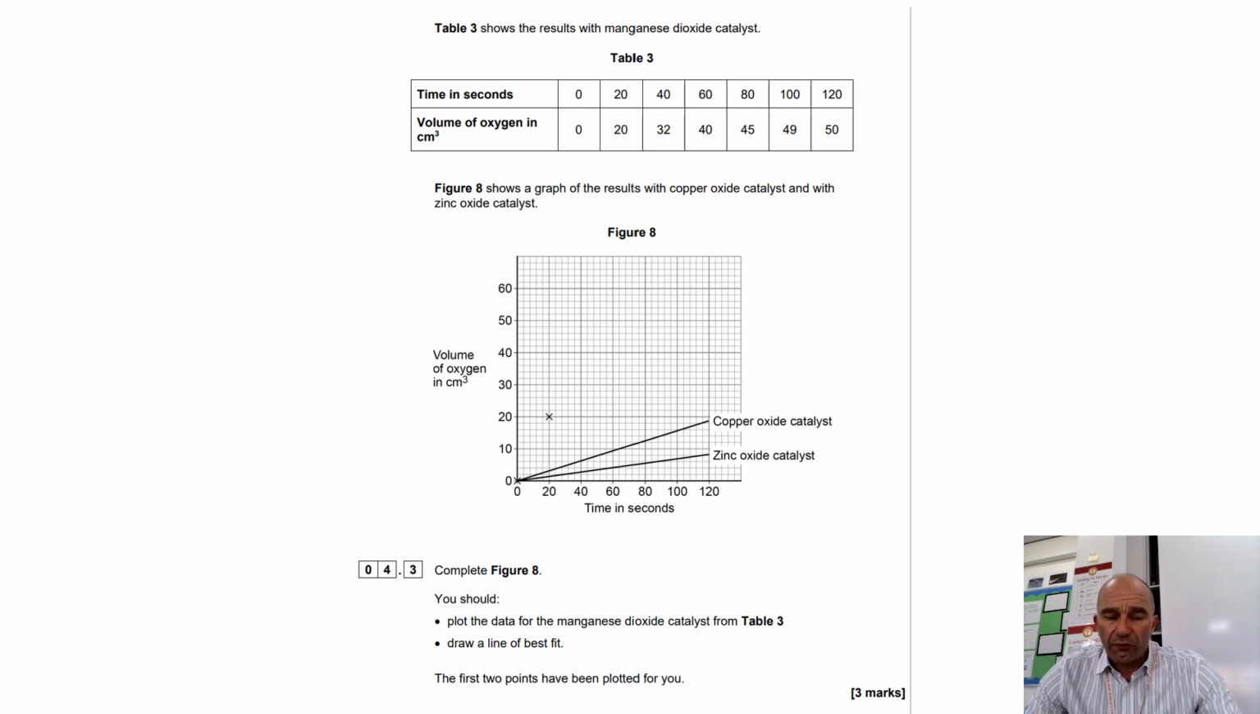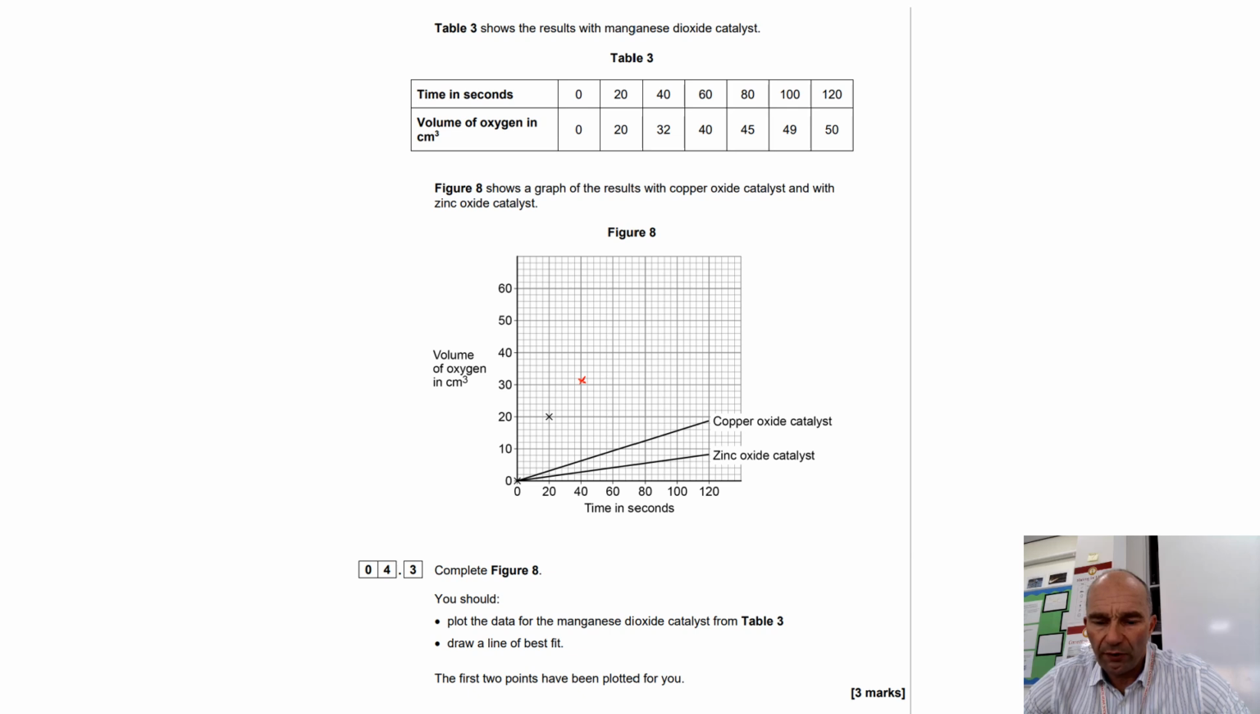We've got the table of results. We've got the graph plotted for the copper oxide catalyst and the zinc oxide catalyst. We're being asked to plot the data for manganese dioxide. Now, we're going to get 2 marks just for putting our crosses in the right place. You do need to work accurately, and it's pretty much easier to do this on paper.